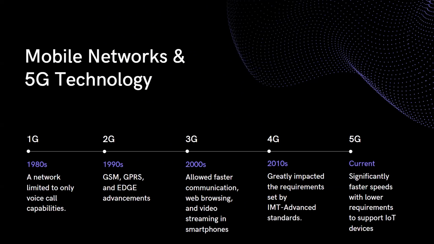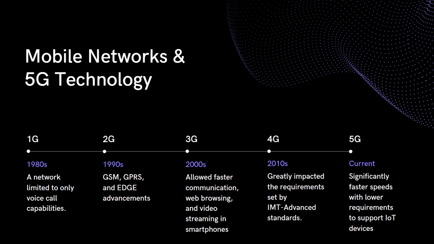After that, the second generation came in the 1990s. During that time, we had GSM, GPRS, and EDGE advancements. All those were in the starting period. During the second generation, we had some added features to the first generation. We had SMS, MMS, voice calls, and voicemail services. All these were added to the first generation. We have the second generation, and the time period was the 1990s.